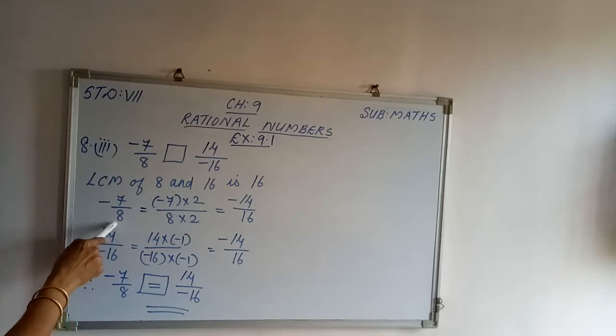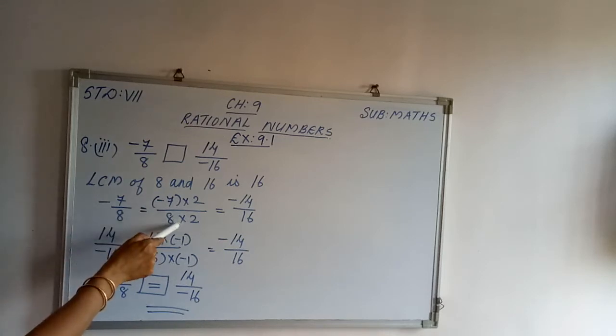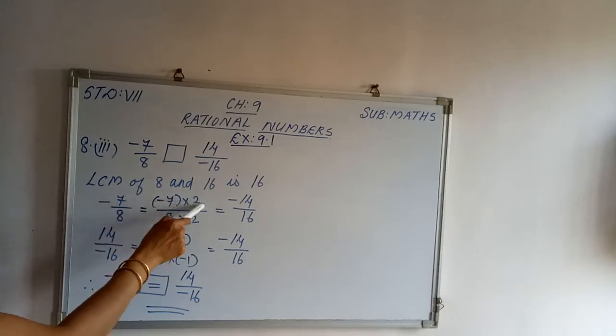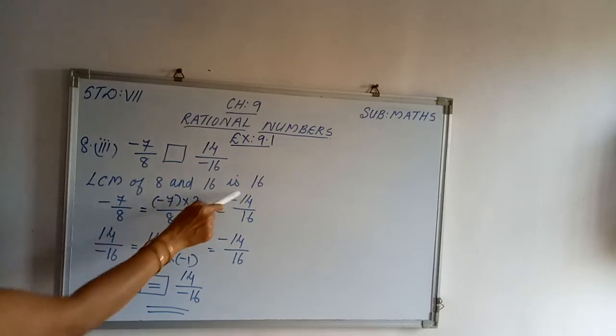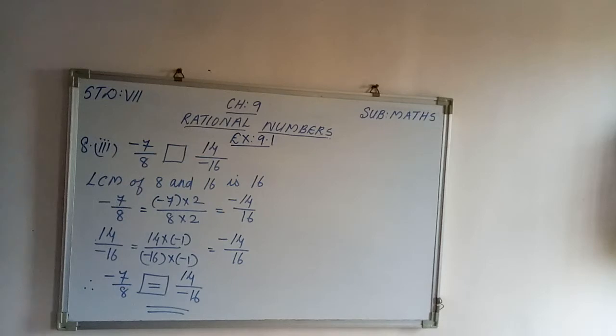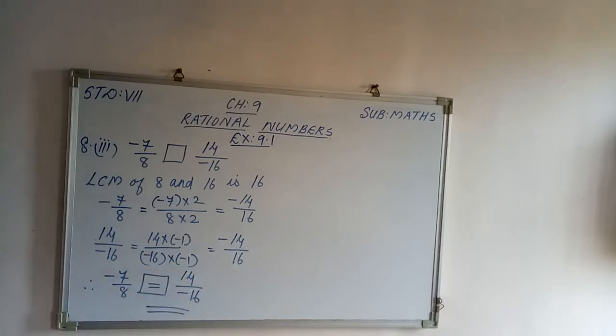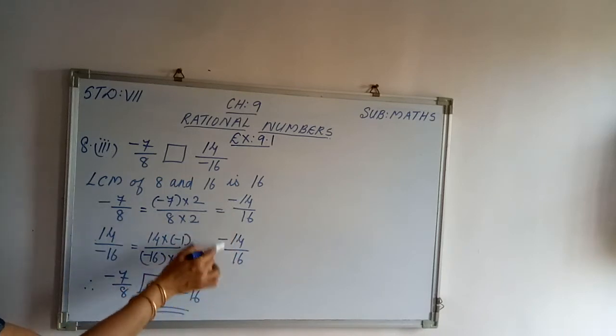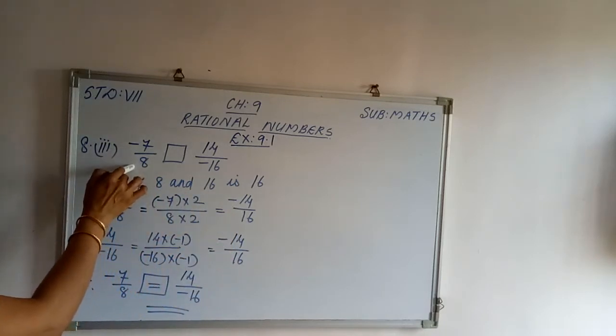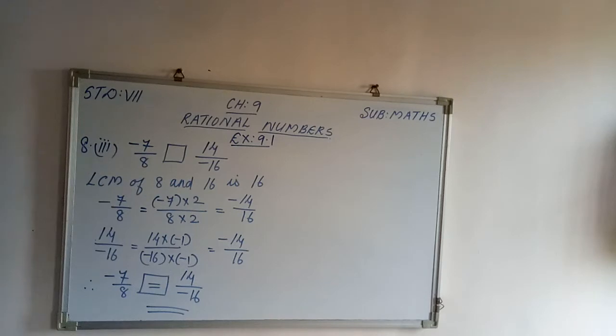So, 8 is the denominator. Change it into 16 by multiplying with 2. So, we get minus 7 into 2 upon 8 into 2. We get minus 14 upon 16. So, 14 upon minus 16 can be written as minus 14 upon 16, multiplying with minus 1 on both numerator and denominator. So, since these two are equal, we can write minus 7 upon 8 equal to 14 upon minus 16.